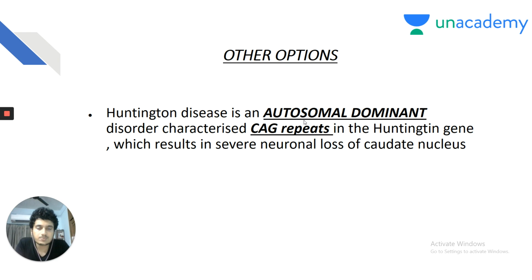Let's look at the other options now, my dear friends. Huntington's disease is an autosomal dominant disorder. Friedreich's ataxia is autosomal recessive. Huntington's chorea is autosomal dominant, characterized by CAG repeats. Hunter always carries a cage with him, so it is CAG repeats in the Huntington gene, which results in severe neuronal loss of the caudate nucleus. So the first option, atrophy of the caudate nucleus, pertains to Huntington's disease.